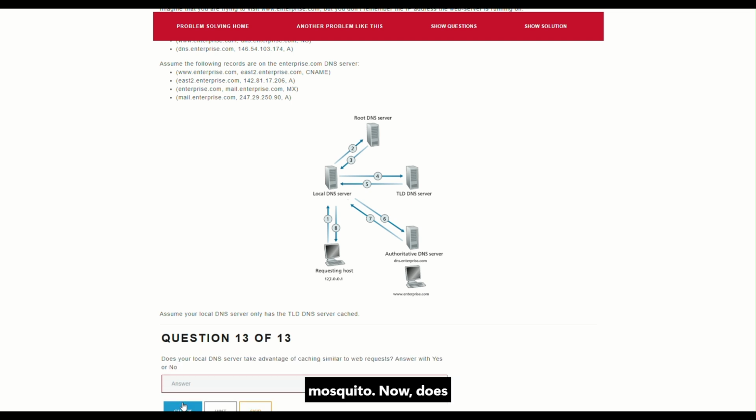Now, does your local DNS server take advantage of caching similar to web requests? The answer is yes. Why? Because cache is temporary storage that is saved on volatile storage, right? And the reason why it stores cache is because it will make it easier and faster to retrieve the data. Because you've accessed the data once, it's going to think, maybe this person's going to take it again. I'll just keep it here in this separate area so I can just give it to them really quickly. And done.